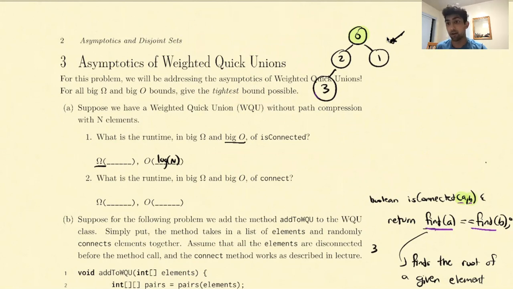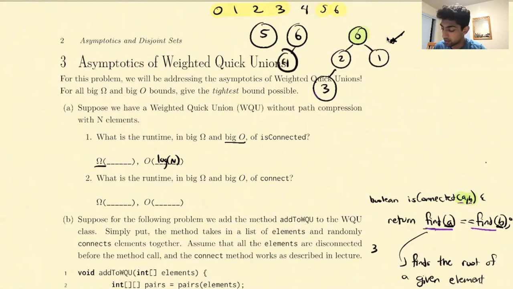So to find the tightest big omega bound, we should ask ourselves, what's the situation where this function executes as fast as possible? So suppose that a and b are both roots of the respective components. What I mean by that is, suppose we call is connected. Let's say this is the current state: 0, 1, 2, 3, 4, 5, 6, and the groups are 0, 1, 2, 3 together, and then 5, and then 6, and let's just put 4 here.